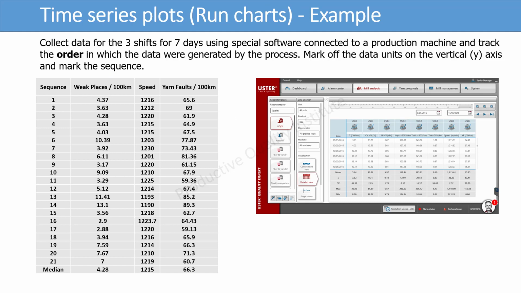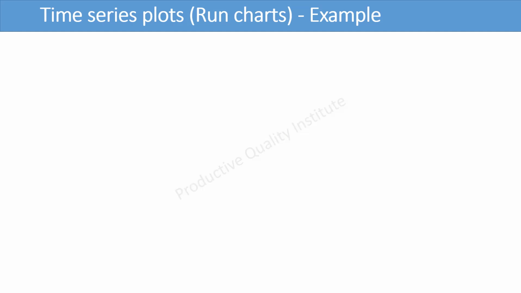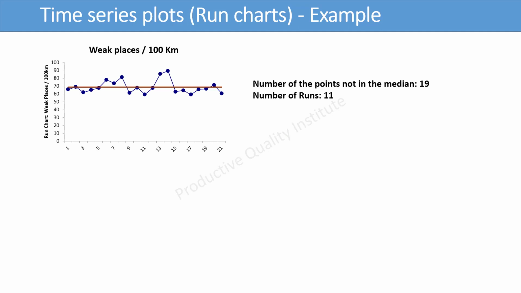Collect data for the 3 shifts for 7 days using special software connected to a production machine. Track the order in which the data were generated by the process. Mark off the data units on the vertical y-axis and mark the sequence. For weak places per 100 kilometers, the number of points not on the median is 19, and the number of runs is 11.